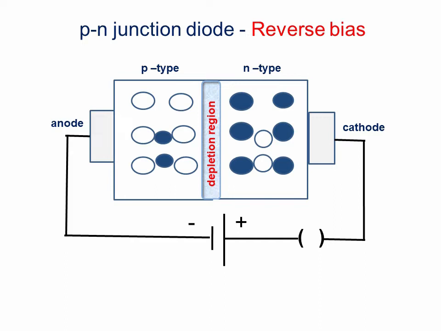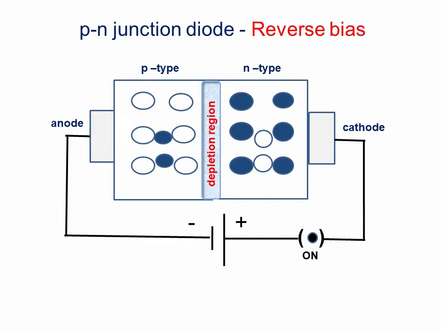P-n junction diode in reverse bias. Reverse bias means the positive terminal of the battery is connected to N type and the negative terminal of the battery is connected to P type. Let us see what happens to a p-n junction diode in reverse bias. Before we switch on, the potential barrier is already developed and the corresponding depletion region is also created in the junction. Now the circuit is switched on by inserting a key.